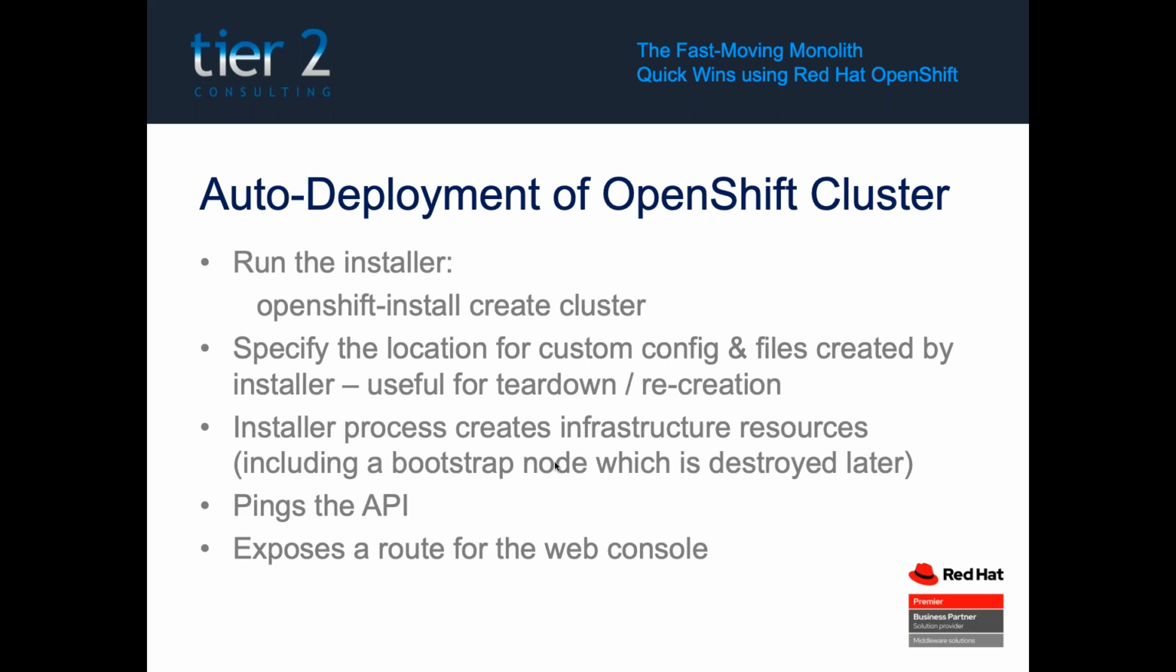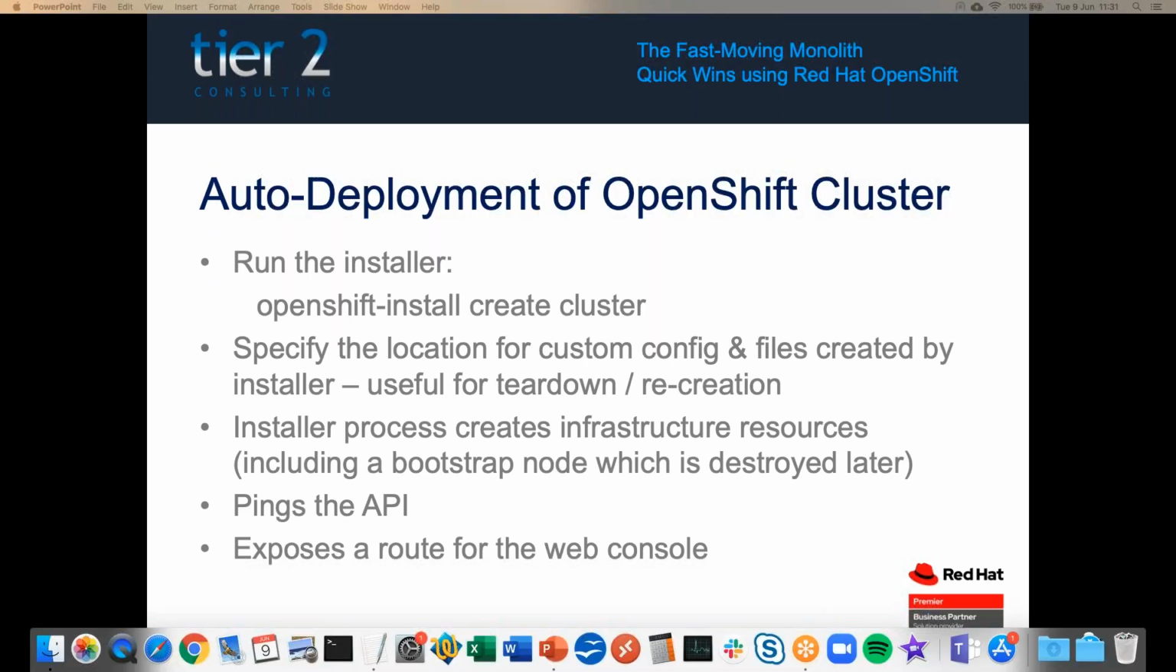It's going to ping the API to make sure that the API is up. It's going to expose a route for the web console, and then finally it's going to tell us that the installation is successful. It's going to give us an admin user that we can log into. It's going to give us a URL for the web console and all that kind of stuff at the end. So let's have a look at what this actually looks like in practice.